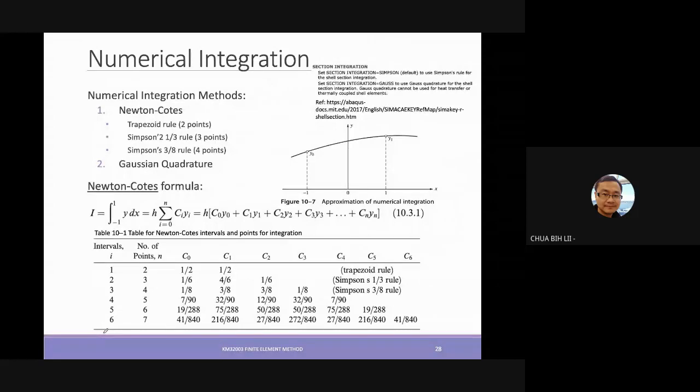You can do integration using several numerical integration methods such as Newton-Cotes, and the second one is Gaussian quadrature. These two methods are quite famous and widely used to approximate the area under the curve. You may use the trapezoid rule, Simpson 1/3, Simpson 3/8, and so on. So this is how you can relate it to what you have learned in numerical methods.